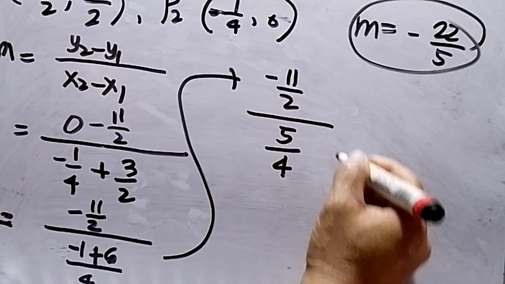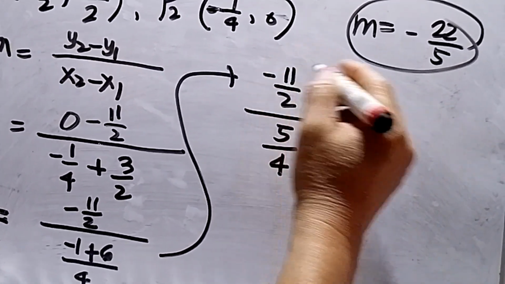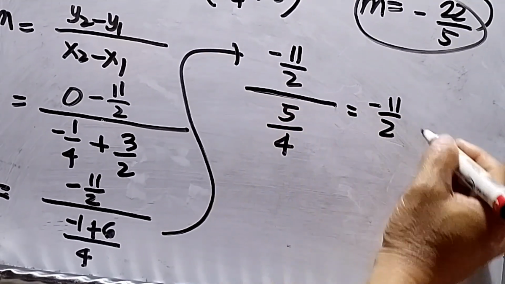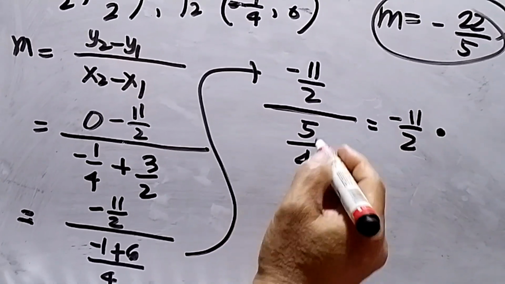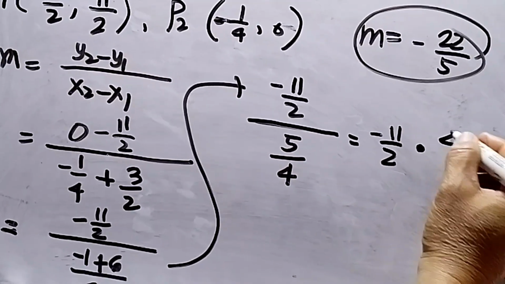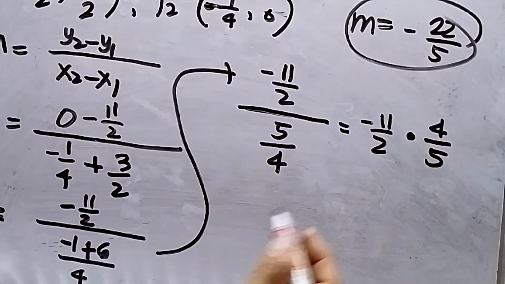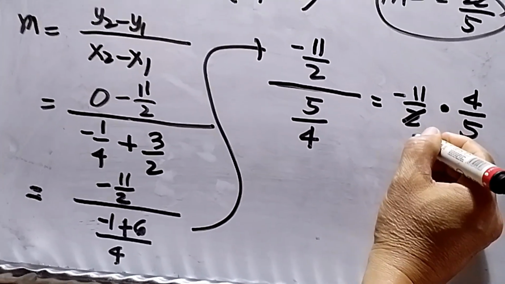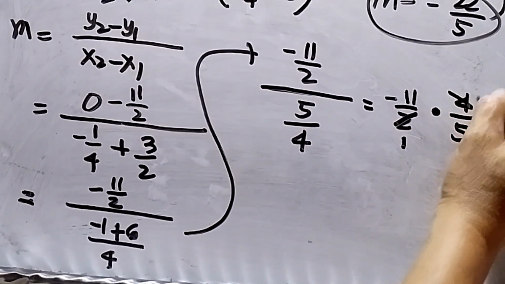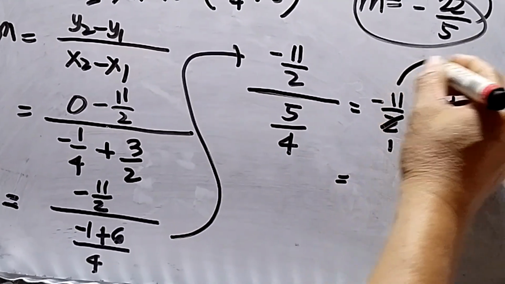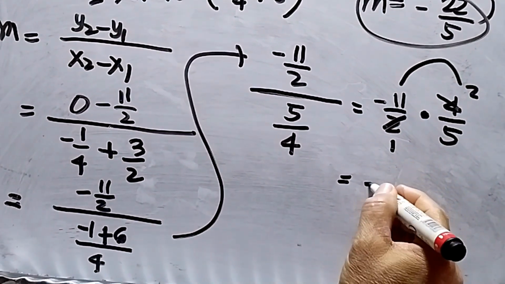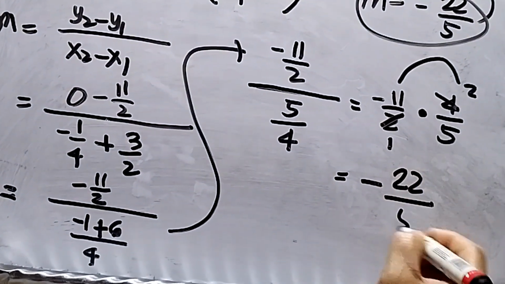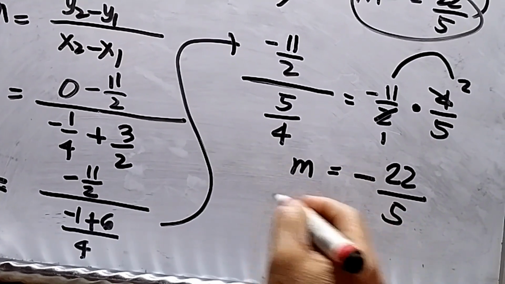Since this is a complex fraction, I need to resolve this one. So negative 11 over 2, this operation will be changed to multiplication, then flip 5 over 4, which is 4 over 5. Then reduce by dividing by 2: this is 1, and this is 2. So 11 times 2, take note, there is a negative sign, 11 times 2 is 22, then 1 times 5 is 5. So therefore, our m or slope is correct.